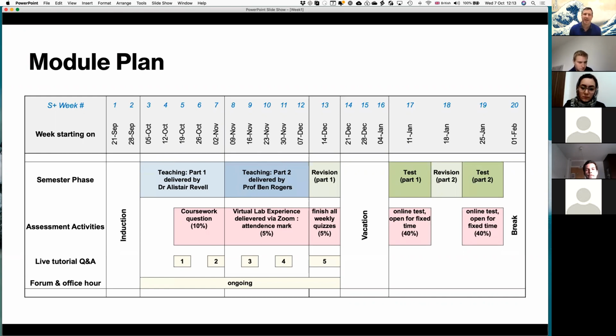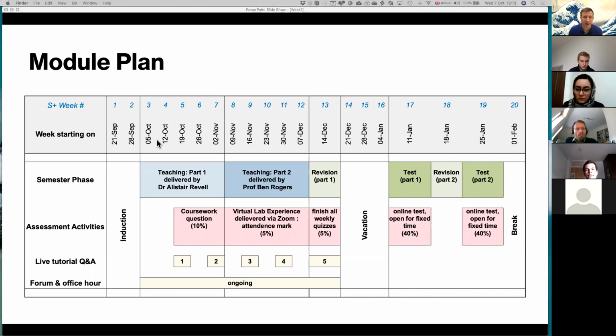As you will know, this is actually your third week. You've had a couple of weeks of induction, and we are now at the point where we started the teaching. The teaching is going to be delivered in two parts by myself and by Ben, who introduced himself at the beginning. Then we're going to revert to part one, where I'll deliver a revision session in the last week before Christmas break. And then we'll have a test towards the end of the first exam week, when we come back after Christmas.